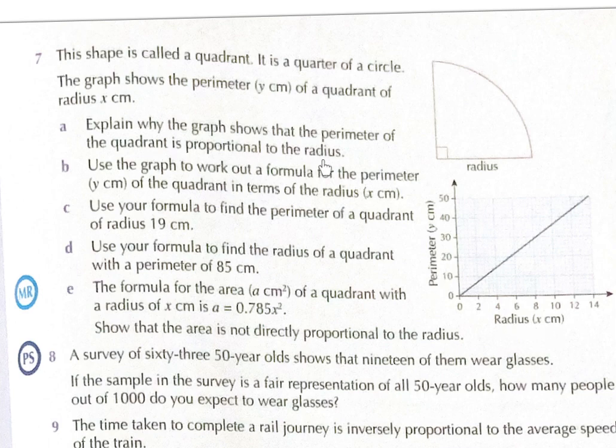that the perimeter is proportional to the radius. You can write that it is represented by a straight line passing through the origin. Yes, straight line passing through the origin. Because the graph is represented by a straight line passing through the origin, so this is direct proportion.